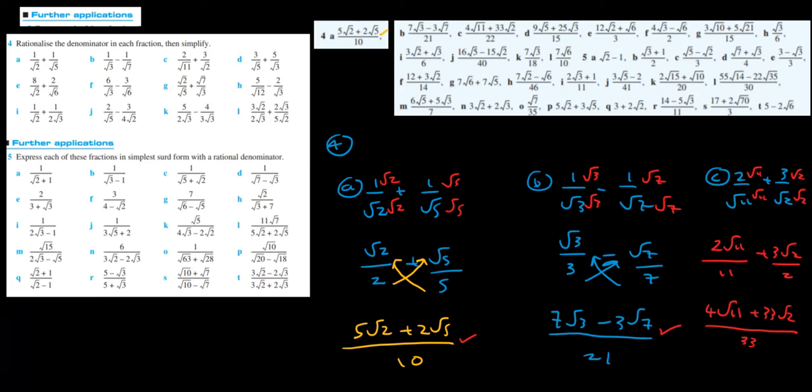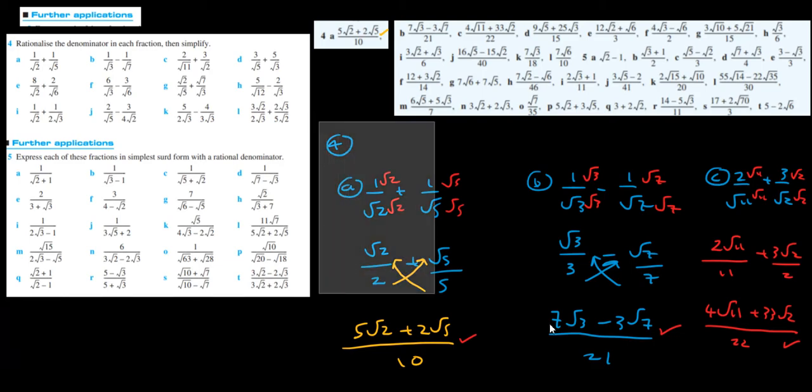Okay, so this is a 2, not a 3. So we've got 22. Okay, so let's do my self-assessment. 4 root 11 plus 33 root 2 over 22. So this is right. Okay, so have a go doing the rest of 4. The answers are here. And then we'll have a look at 5.